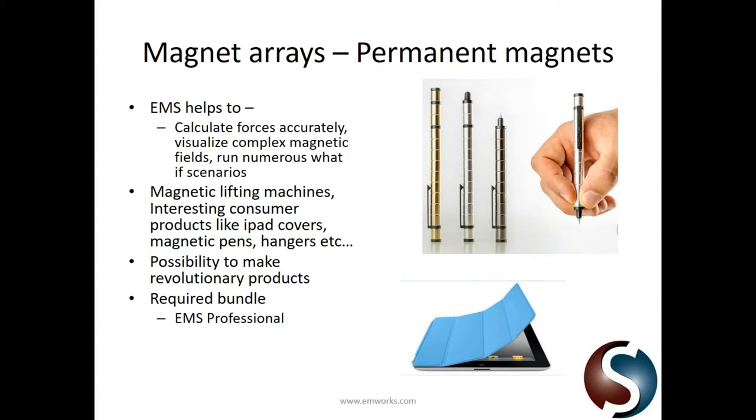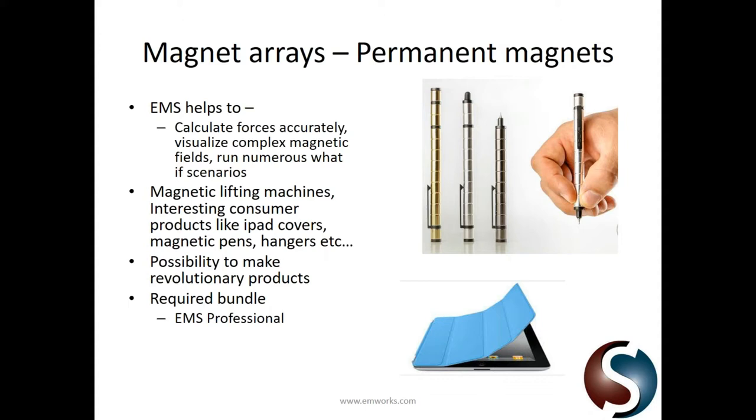Next, I would like to focus on an upcoming and developing industry, which is all based on permanent magnets. The number of electrical machines and electrical components that are built using permanent magnets is increasing at a very, very rapid rate. EMS helps you to compute forces accurately and also visualize the complex magnetic field resulting from, say, magnet arrays and Halbach arrays, etc.